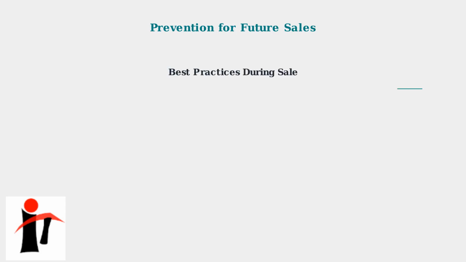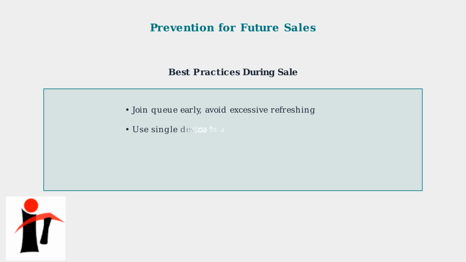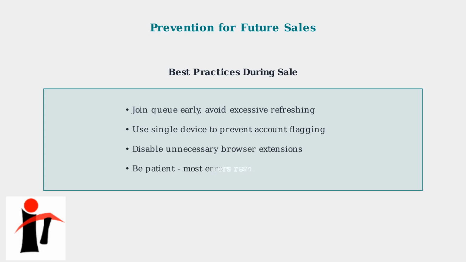During the actual ticket sale, follow these best practices to minimize errors. Join the queue early, but avoid excessive refreshing, which can trigger anti-bot measures. Remember, patience is key during high-demand sales. Most application errors resolve themselves within 15 to 20 minutes as server load decreases.